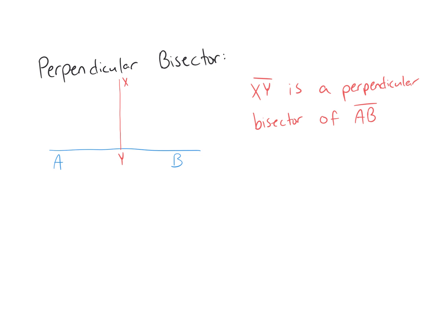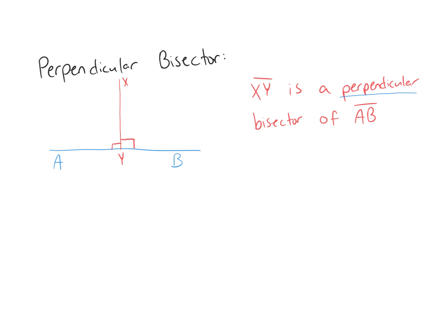Now, let's break this apart. Perpendicular, again, what does that tell us? Creates a 90-degree angle. Does everyone agree that that right there should be a 90-degree angle? Yes? What else do we know about the other side? It's also 90 degrees. Yep. So that's the perpendicular side of it.